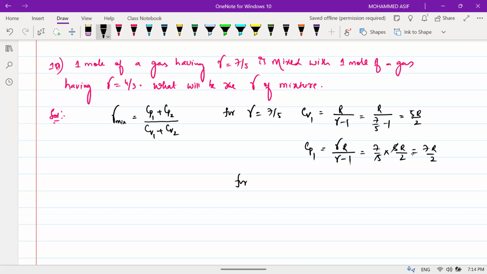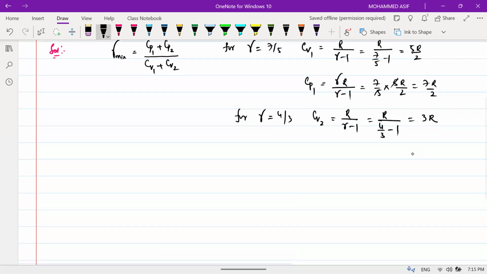The same way, for gamma is equals to 4 by 3, Cv2 will be equal to again R divided by gamma minus 1. So it is your R divided by 4 by 3 minus 1. It is 1 by 3, so it is 3R. Done. The same way, Cp2 will be equal to gamma into R divided by gamma minus 1. So it is gamma into, your gamma value is how much beta? 4 by 3 into your 3R. So this 3 will get cancelled. So this will be equal to 4R.